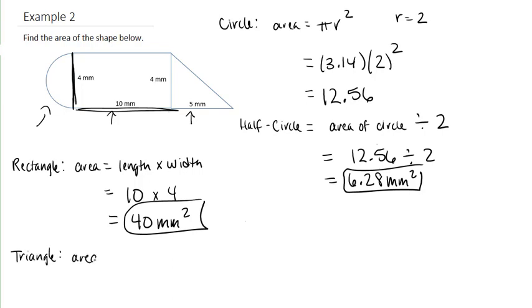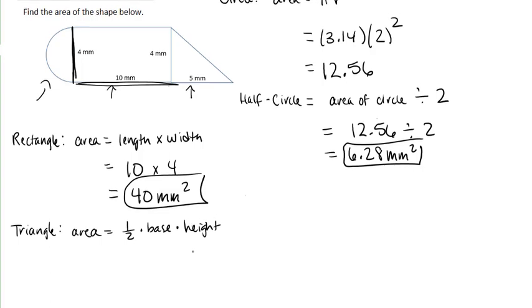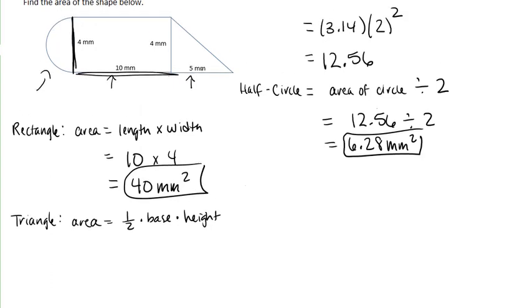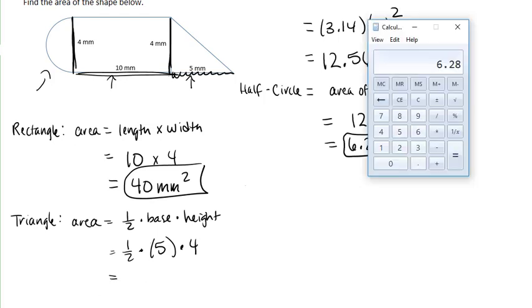So the area is 1/2 times the base times the height. So we have 1/2 times, and our base here is the 5. So we would put 5 right there. And then our height is the 4. So what we can do is go 5 times 4 divided by 2, which is just 10.